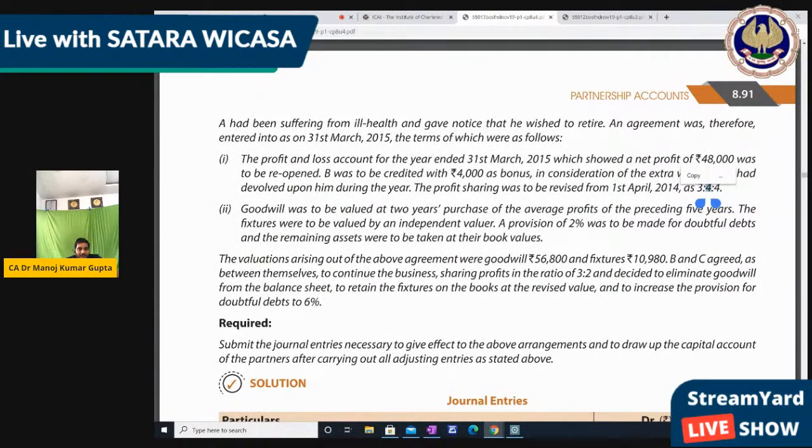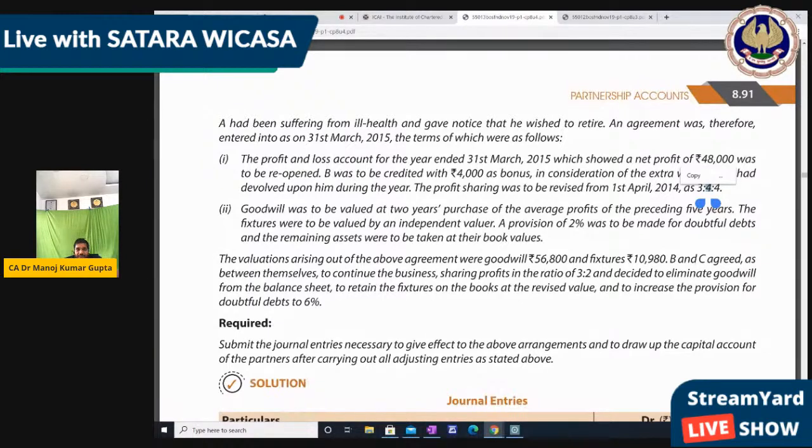The valuations arising out of the above agreement were goodwill 56,800. Means they had mentioned how to calculate the goodwill, but they have valued the goodwill at 56,800. Means no need to value the goodwill. Like we can calculate goodwill as we did in admission or in the valuation of goodwill part. But they have calculated goodwill themselves, and given directly to us the goodwill value of 56,800.